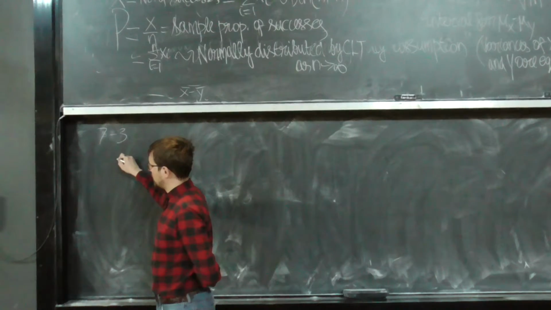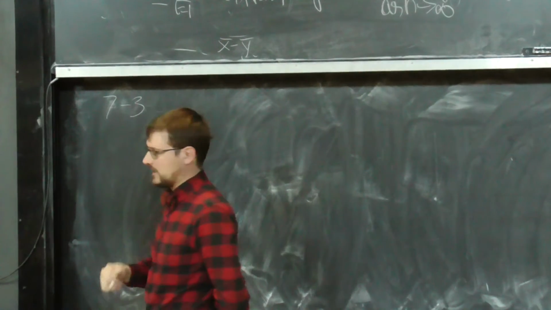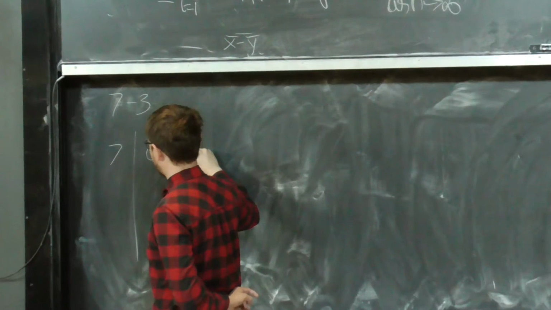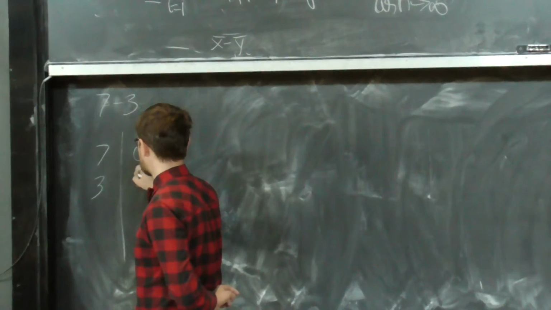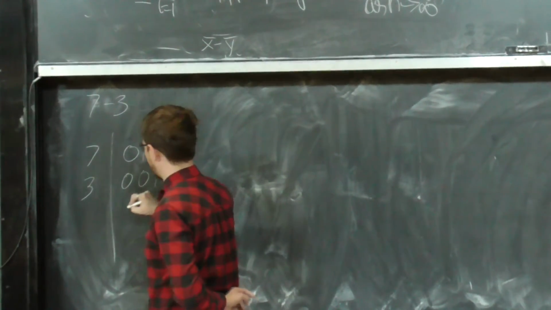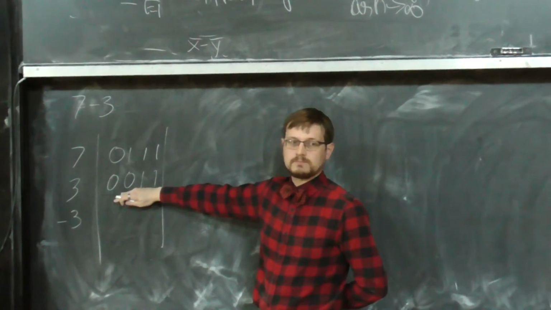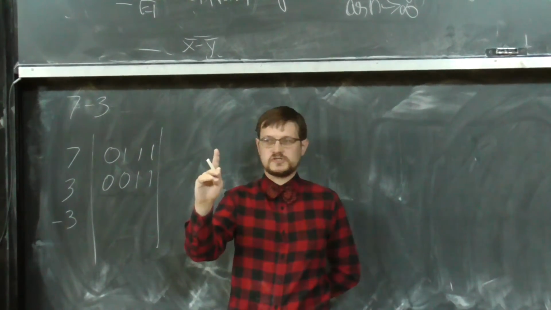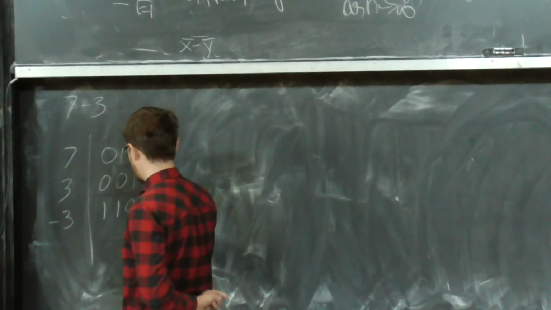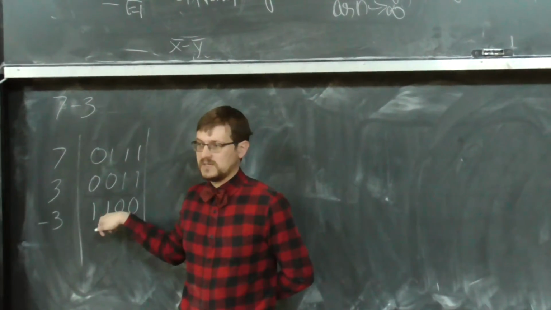So, in normal binary representation, 7 is 0, 1, 1, 1. 3 is 0, 0, 1, 1, right? So we want negative 3. We want to take all of these bits and flip them. This will be our first approach, right? So let's try representing negative 3 as just regular 3 with all of the bits flipped.